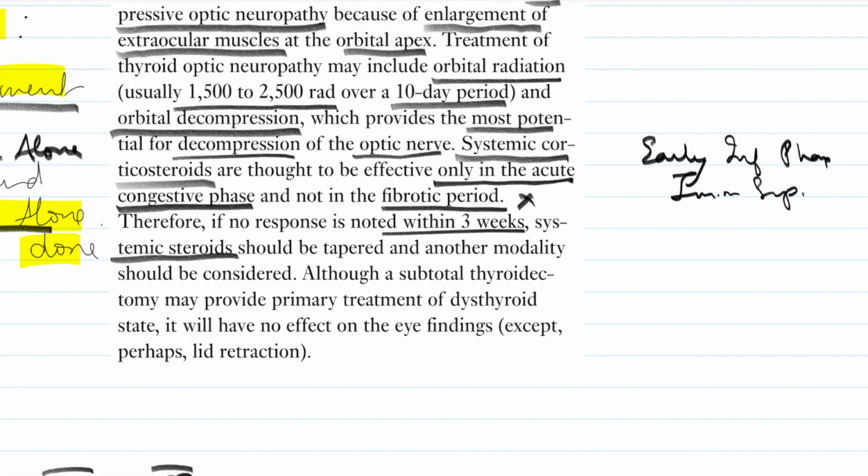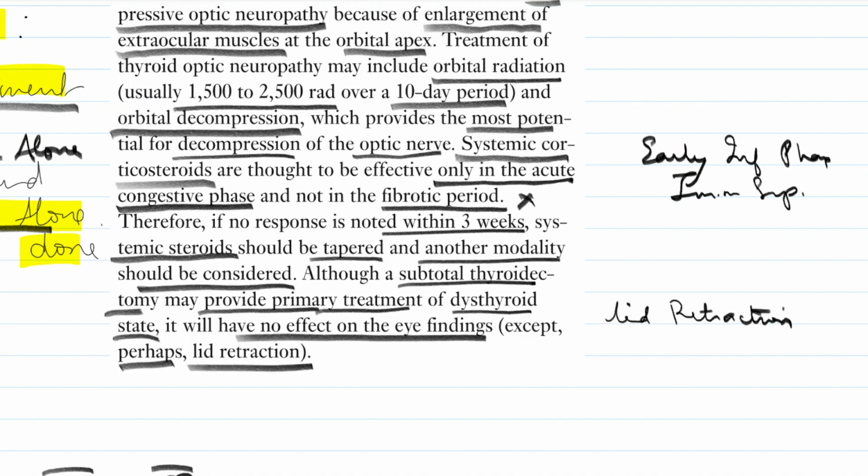Therefore, if no response is noted within 3 weeks with systemic steroids, they should be tapered and another modality should be considered. Although a subtotal thyroidectomy may provide primary treatment of this thyroid state, it will have no effect on the eye findings, except perhaps late retraction. So late retraction might better itself, but apart from that, if you do not have any improvement in the patient's condition for 3 weeks, then just taper the steroids. The steroids are not working, and then a subtotal thyroidectomy may help.